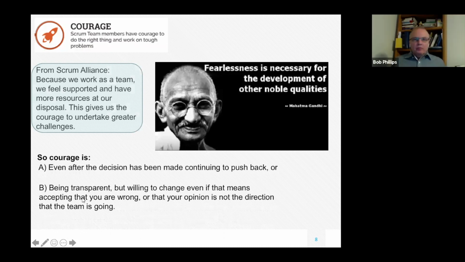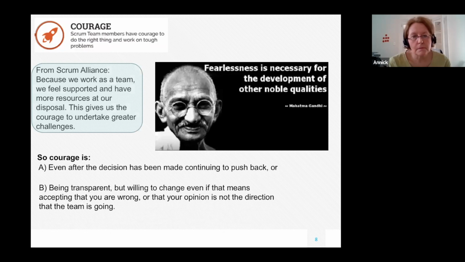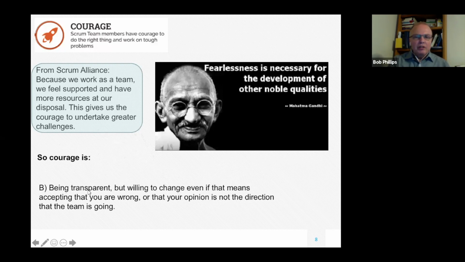All right. So for courage, the team member has to feel that if they let everybody know they might not have the answer, it's okay. They don't have to hide the fact that they may not have a skill. They also have to be courageous where they show how they're doing. And the key here is being transparent but willing to change, even if that means accepting that you're wrong or that your opinion is not the direction that the team is going.